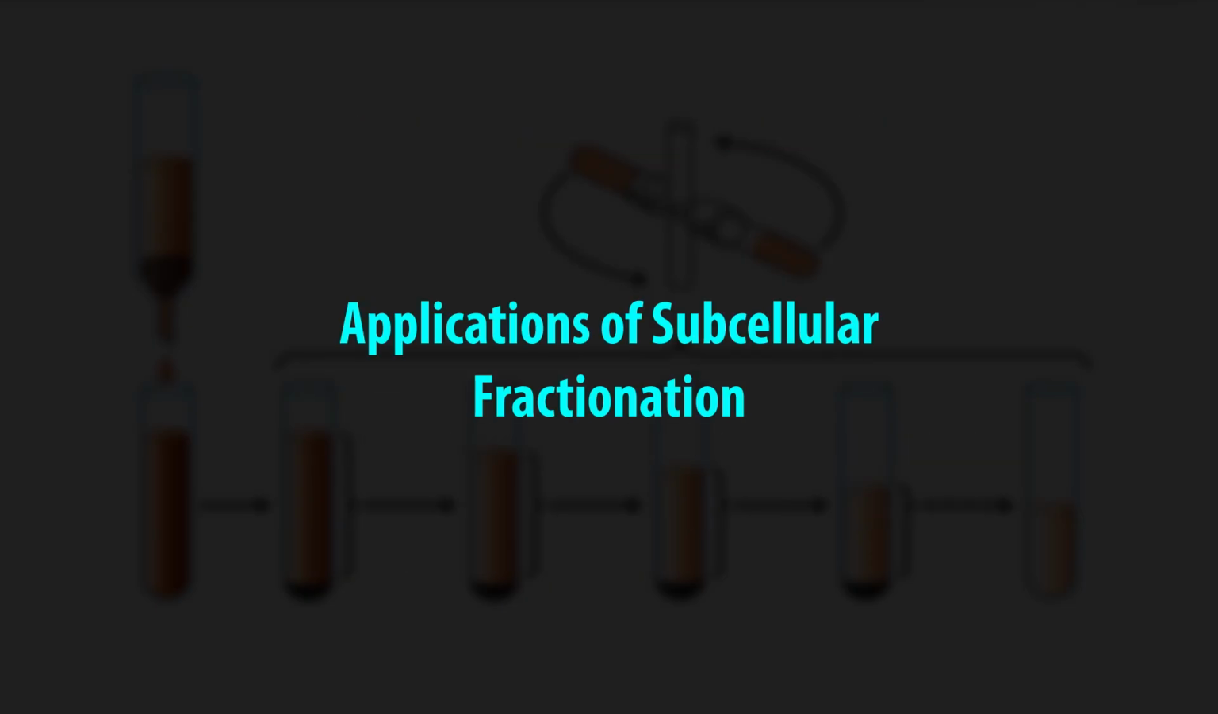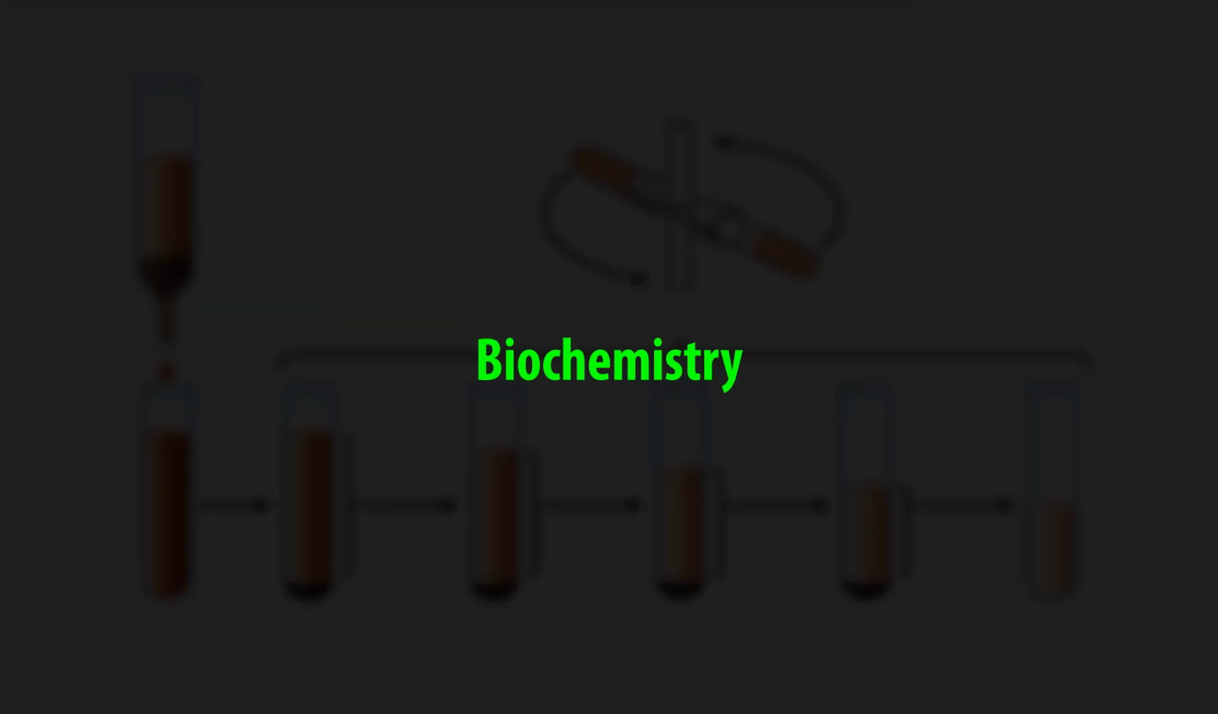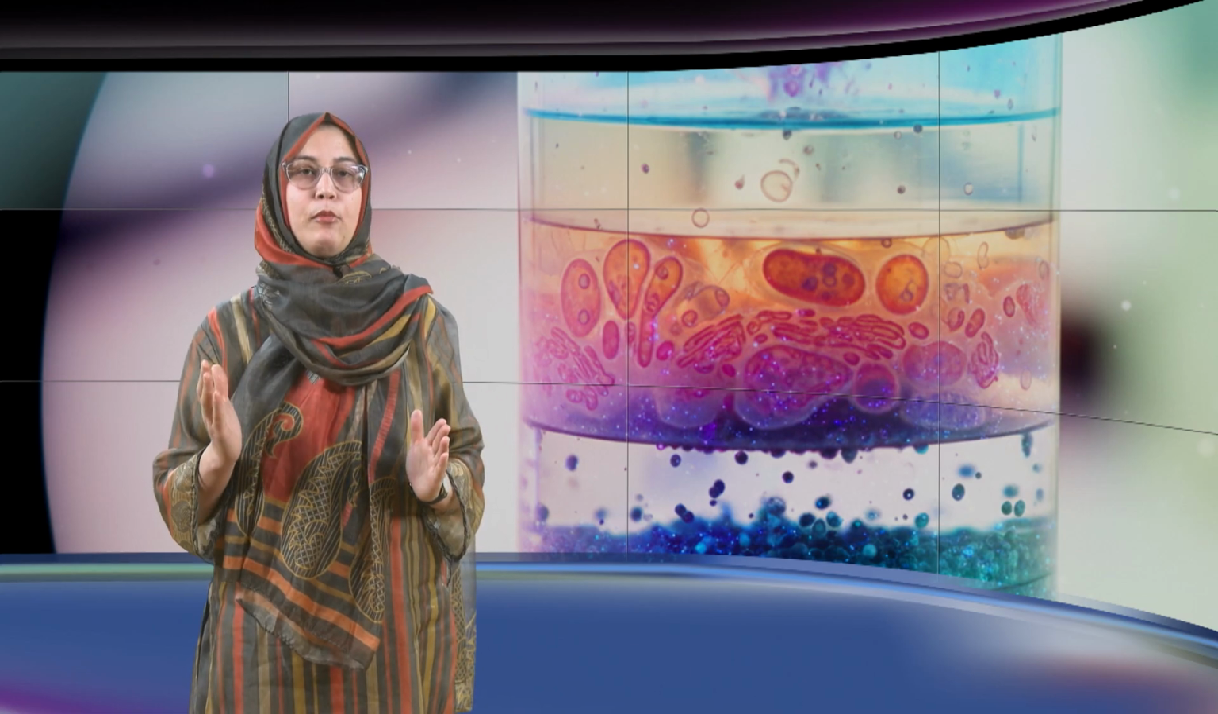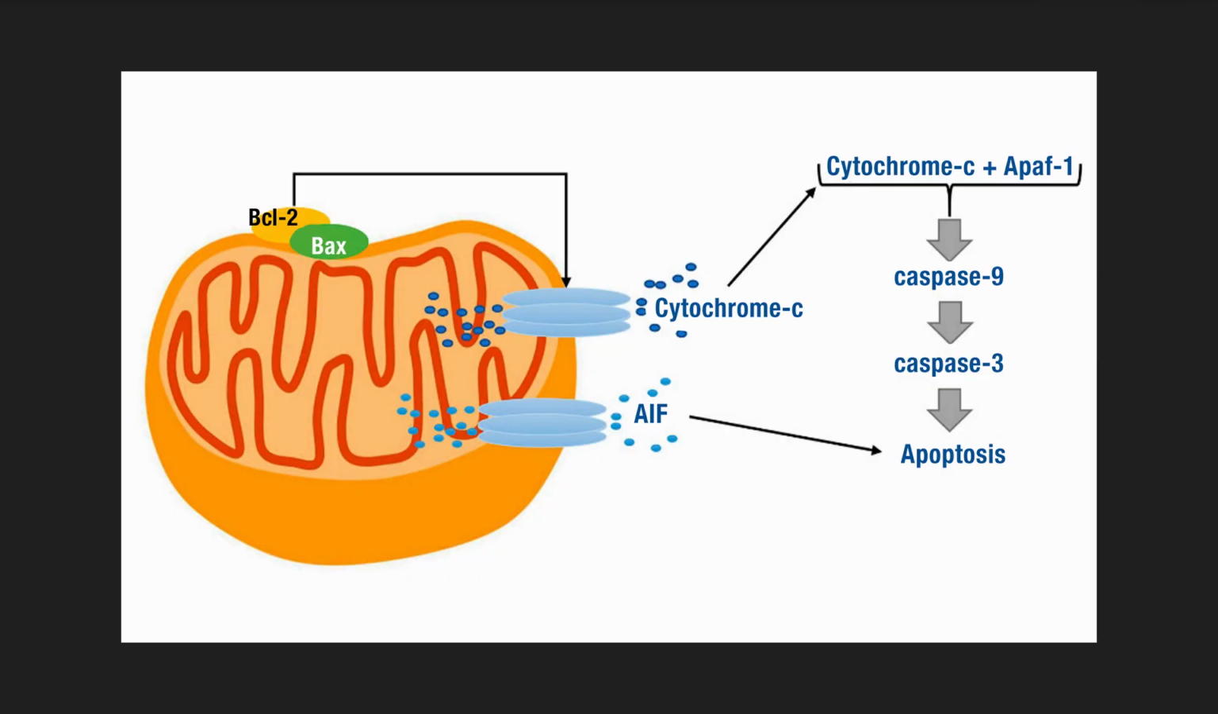Applications of subcellular fractionation. Subcellular fractionation has broad applications. Biochemistry: identifying enzyme location, for example, Krebs cycle enzymes in mitochondria. Fractionation aids in subcellular localization studies, determining where proteins or signaling molecules reside, which is vital for understanding pathways like apoptosis, for example, cytochrome C release from mitochondria.